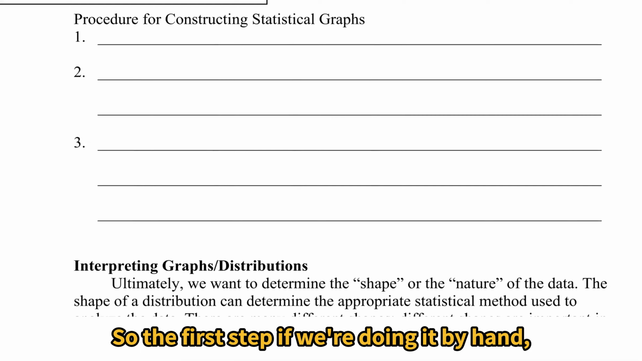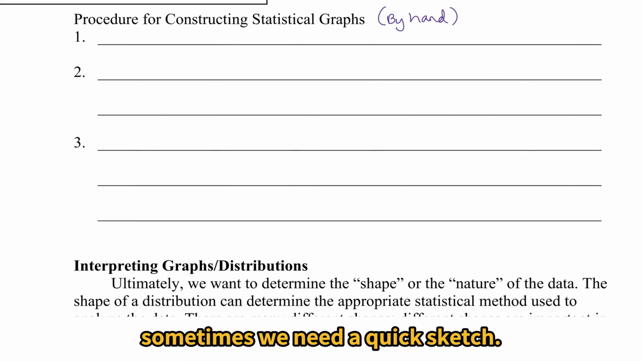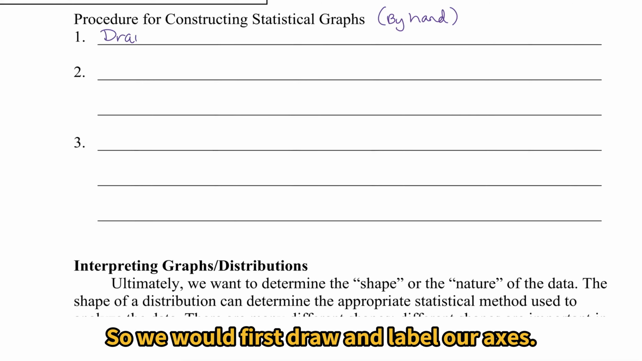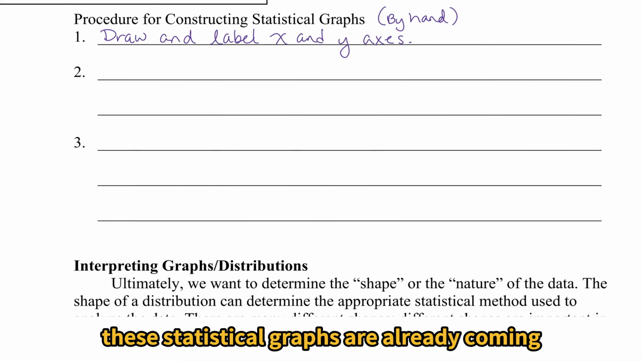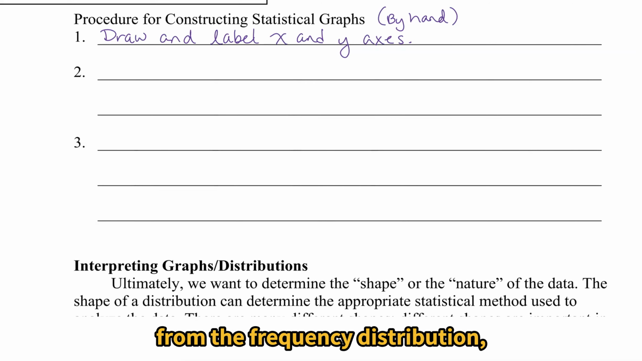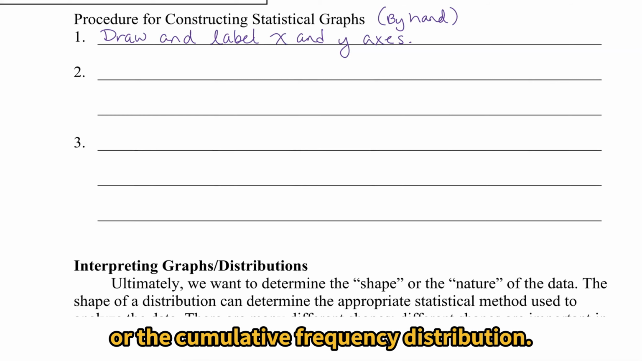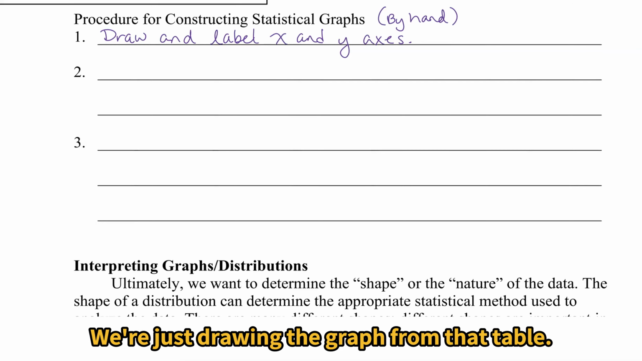So the first step, if we're doing it by hand, though technology makes things really easy and really beautiful, sometimes we need a quick sketch. Sometimes we need to do it by hand. So we would first draw and label our axes. And remember that these statistical graphs are already coming from the frequency distribution or the relative frequency distribution or the cumulative frequency distribution. We already have the table set up. We're just drawing the graph from that table.